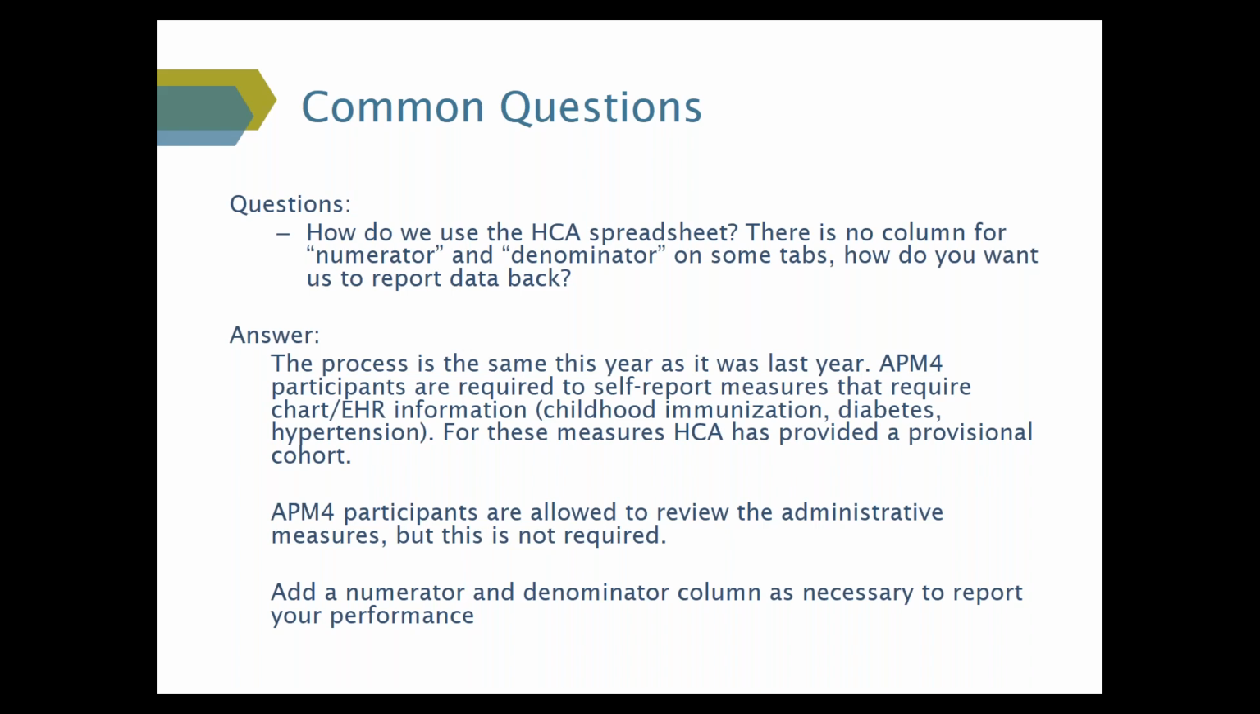For discrepancies, we're asking again that you only report that numerator and denominator, and add a column for those measures that already do not have a numerator and denominator. And then again, lastly, for those administrative measures, it's an option for your organization to reconcile that information, and we'll go from there.